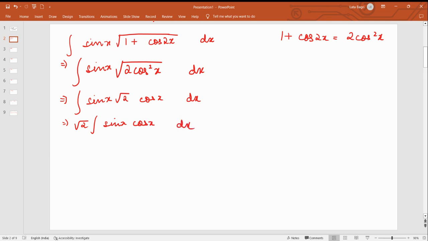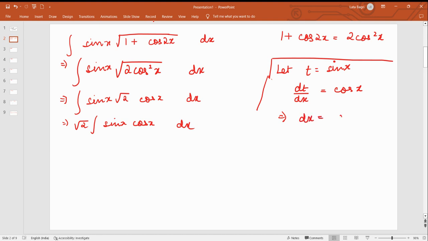So what will I suppose? I will say that let t is equal to sin x. Okay, let t is equal to sin x. This is the most important part. That means if I differentiate, dt by dx, what will I get? Cos x, correct? So dx is equal to dt divided by cos x, right? Not cross multiplication, but a normal linear equation we're using, correct?